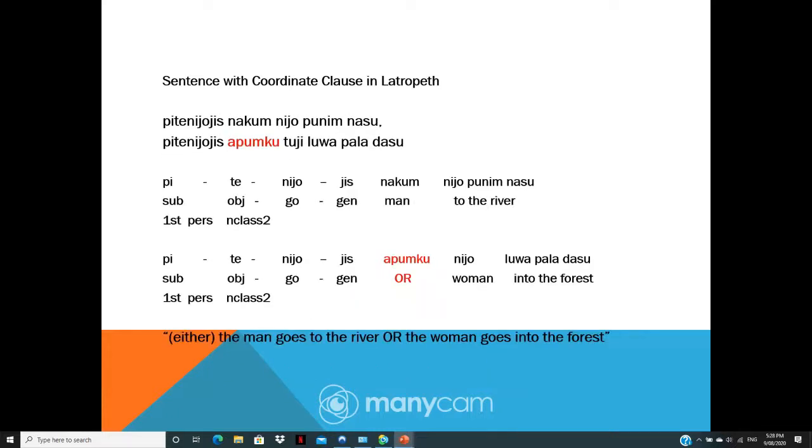So now let's look at a slightly different sentence. This time we're using the equivalent of or, apumku, but this is a clause relational adverb in Latropeth. Pi teneo yis nakum ni apunim nasu, pi teneo yis apumku ni lua paladasu. Okay, so the man goes to the river or the woman goes into the forest. So there's a sort of mutually exclusive meaning conveyed there, one or the other.